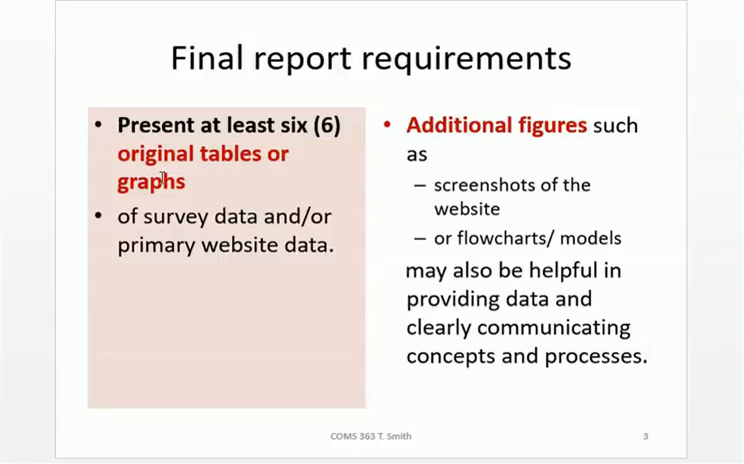The rest of your tables and graphs should be related to findings, and they have to be of survey data or primary website data. So survey data is one thing you can use it for, and website data includes things like content inventory that people did in Report A for their individual report. Before I leave this slide of the figure, we've got here original tables. The word original is going to be explained later.